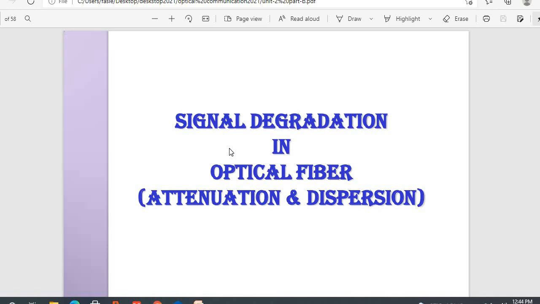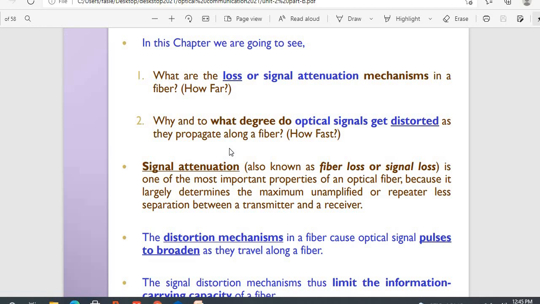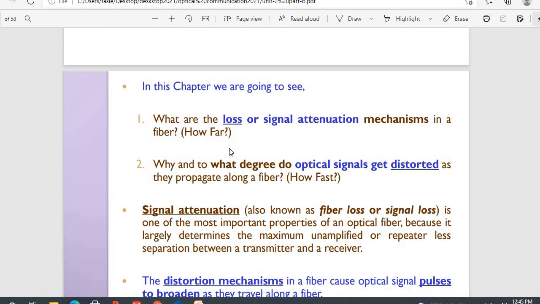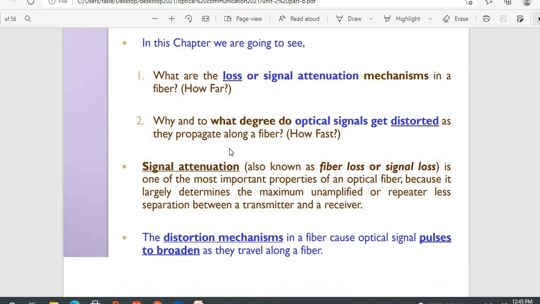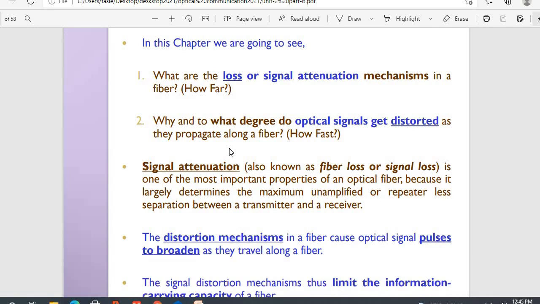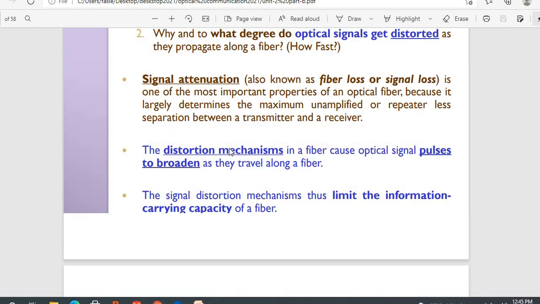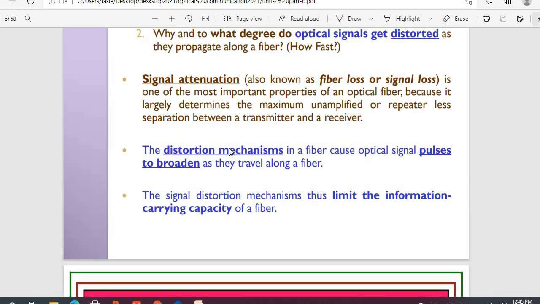Take a quick recap, students. In the signal part, we learned about attenuation, and how the attenuation is going to affect the overall signal. Our question is why we get the attenuation, why and to what degree signals get distorted as they propagate along the fiber. Signal attenuation is also called fiber loss or signal loss. One of the names is the same.